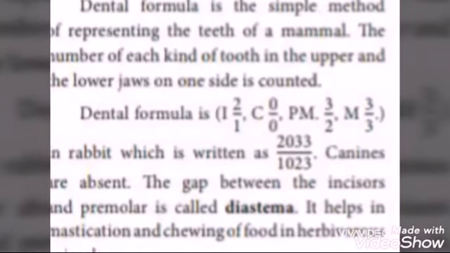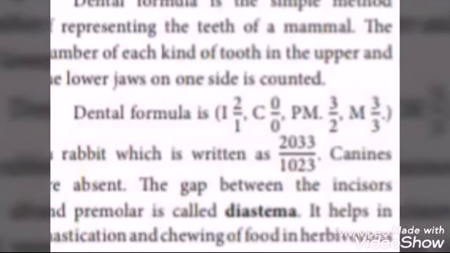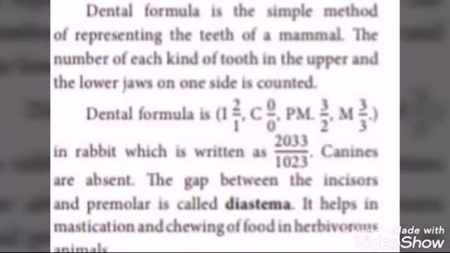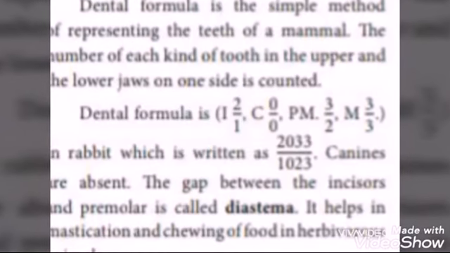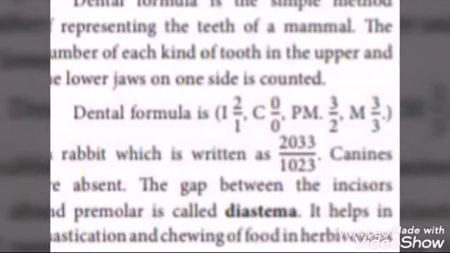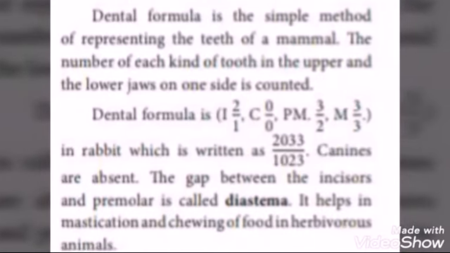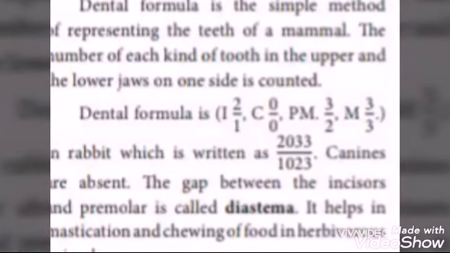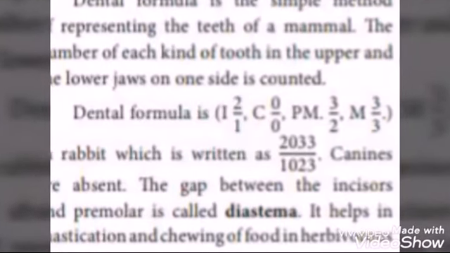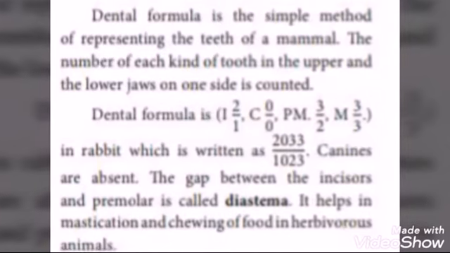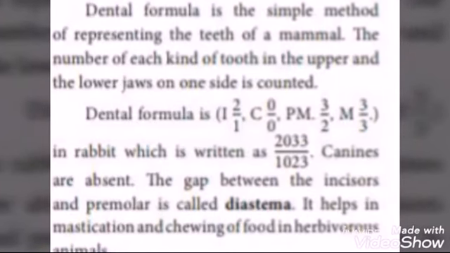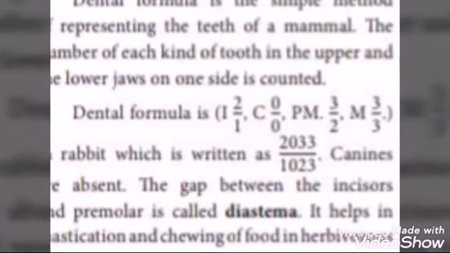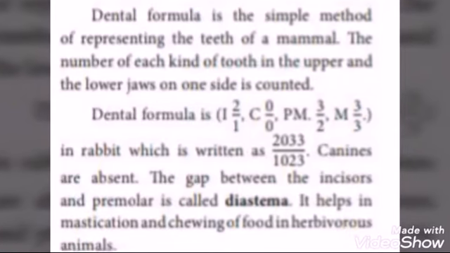The number of each kind of tooth in the upper jaw and the lower jaw on one side is counted. See, dental formula is I 2 by 1. I indicates incisors. 2 in upper jaw, 1 in lower jaw. Canine teeth absent, 0 by 0. PM indicates premolar. 3 in upper jaw, 2 in lower jaw. M indicates molar. 3 by 3. 3 in upper jaw, 3 in lower jaw. It is written as 2033 by 1023.